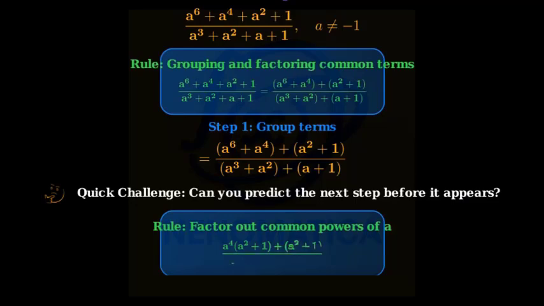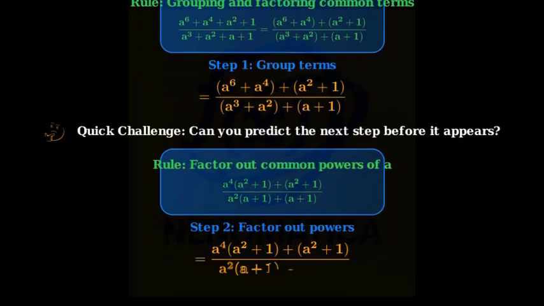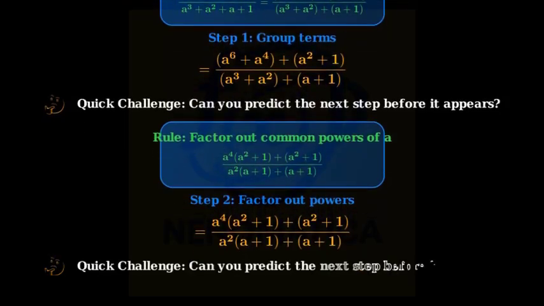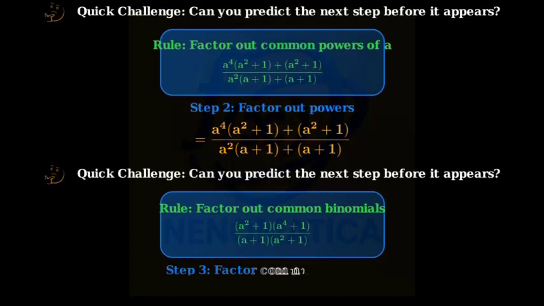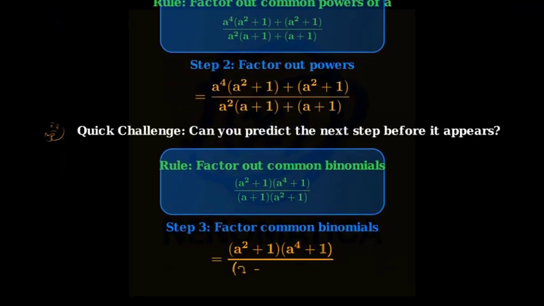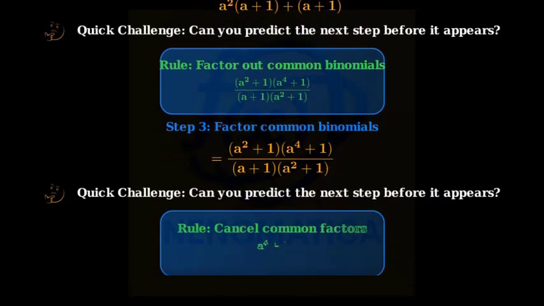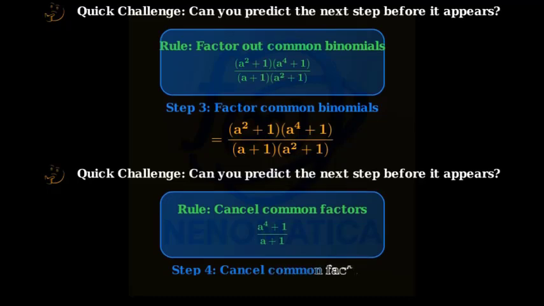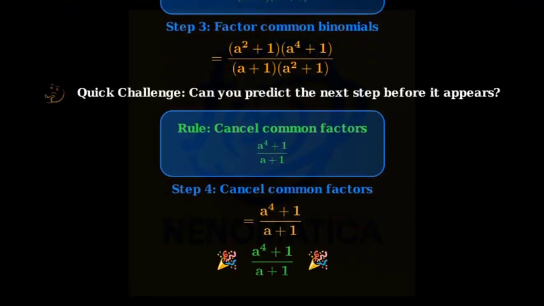Step 2. Factor out common powers of a. We factor out a to the 4th in the numerator's first group and a squared in the denominator's first group. Step 3. Factor out common binomials. We factor out a squared plus 1 in the numerator and a plus 1 in the denominator, yielding matching factors. Step 4. Cancel common factors. Cancel a squared plus 1 from numerator and denominator to obtain the simplified result.